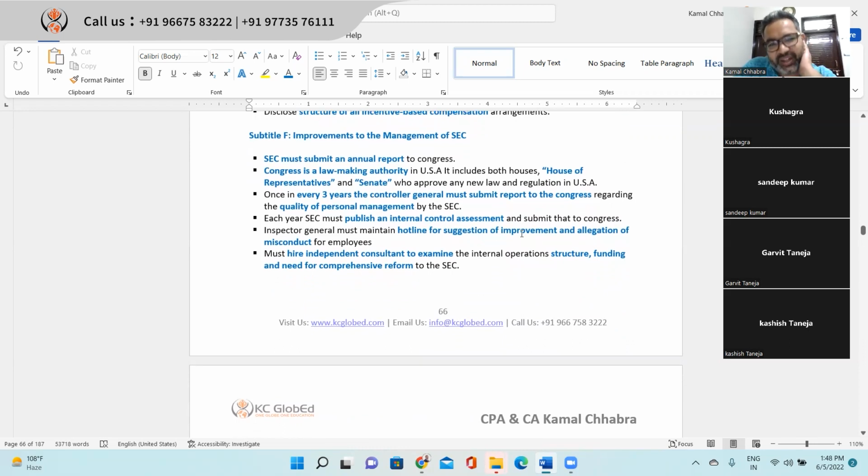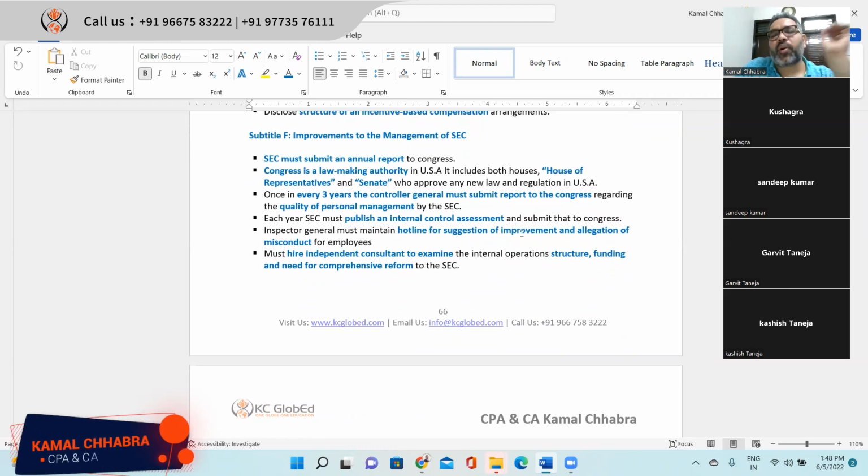Next is Subtitle F, improvement of management of the SEC. This Dodd-Frank Act not only focuses on investors, not only on companies, not only on CPAs, it also focuses on the Securities and Exchange Commission as well. Their management, how the SEC management needs to work. That is an additional thing which was nowhere covered in any past laws, right?